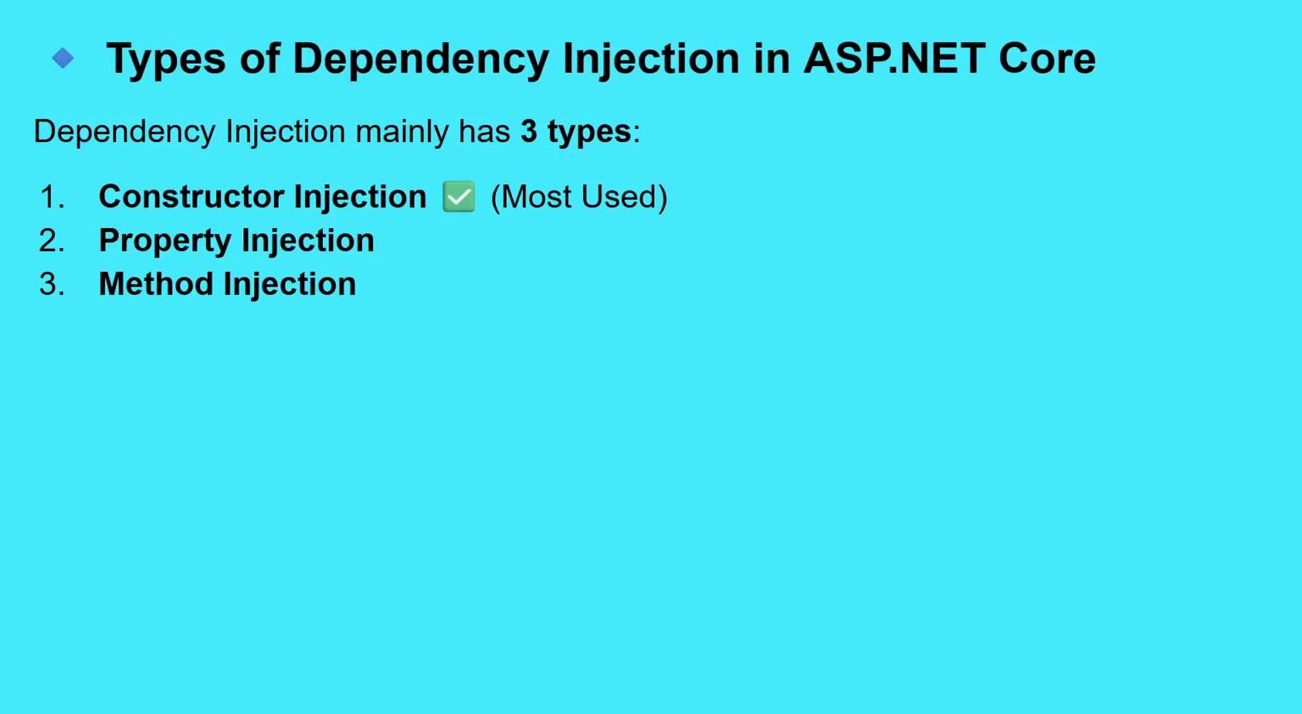Today we are going to learn about types of dependency injection in ASP.NET Core. This is a continuation of the previous video on dependency injection in ASP.NET Core. Now we will see the types of dependency injection in ASP.NET Core. Dependency injection mainly has three types: constructor injection, which is the most used, property injection, and method injection.